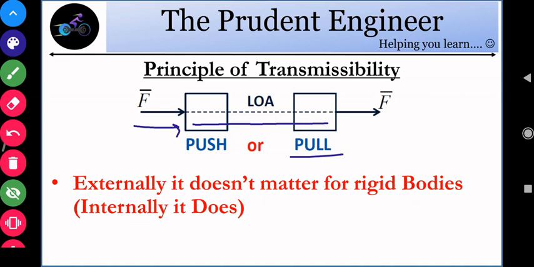It might be changing things internally, but since we are studying engineering mechanics, which deals with rigid bodies, we don't have to worry about what is happening inside the body because of this transmission of force. Okay, so this is the basic principle of transmitting. You can take any force and you can transmit it along its line, but it should have the same magnitude and the same line of action. So that is the principle of transmissibility.